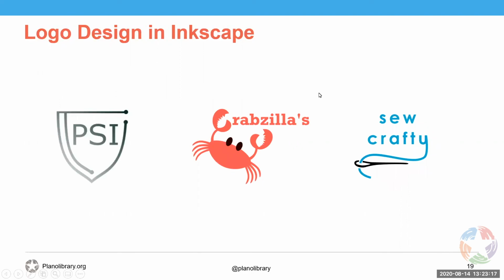I'm giving you three options. We have PSI, or Plano Systems International, a fake company that I made up. We have Crabzillas, which is also a fake company that I made up. And we have So Crafty, which is a fake company that Caitlin made up. So we're going to share a poll with you in just a second and ask which logo you would like to see designed in Inkscape.